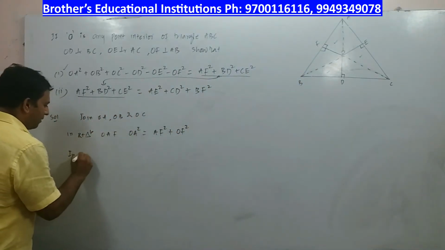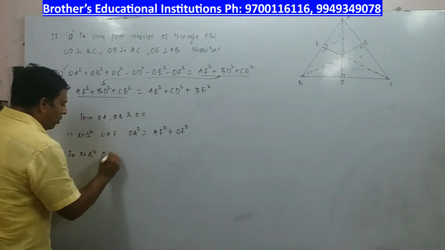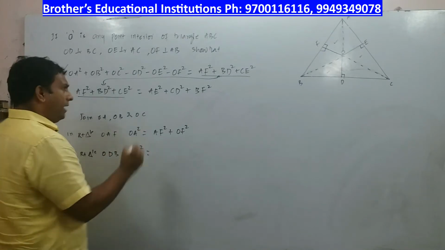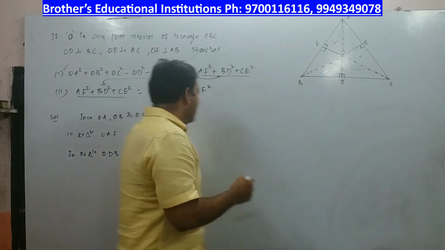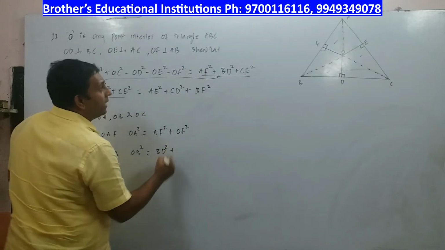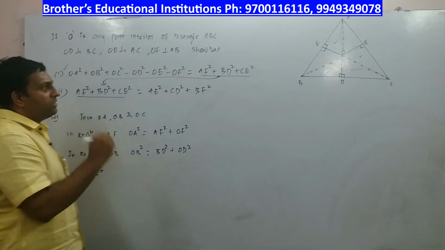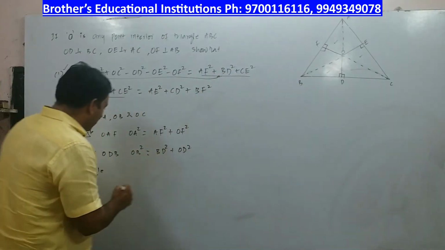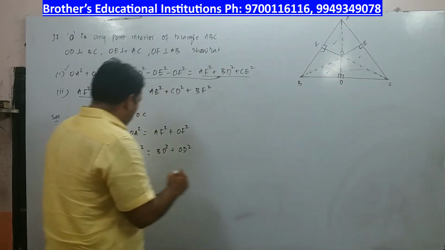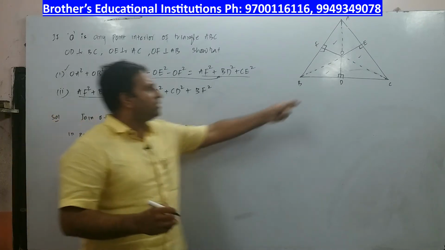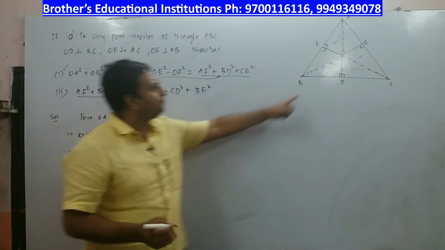Again, in right triangle ODB, I will write OB square. OB is what? Hypotenuse. So the square on the hypotenuse is equal to the sum of the squares of the other two sides, which is BD square plus OD square. Again, what is the next right triangle you have? OEC. In right triangle OEC, which is the hypotenuse here? OC. So OC square is equal to CE square plus OE square.